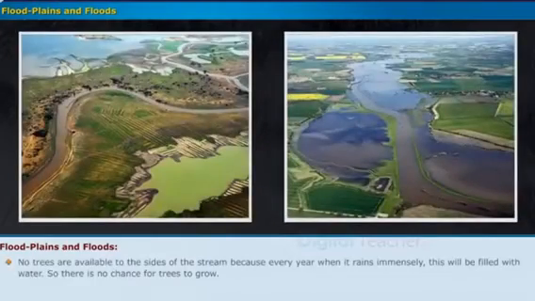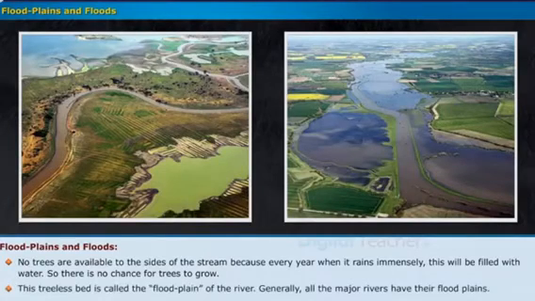No trees are available on the sides of the stream because every year when it rains immensely, this area will be filled with water. So there is no chance for trees to grow. This treeless bed is called the floodplain of the river. Generally, all the major rivers have their floodplains.